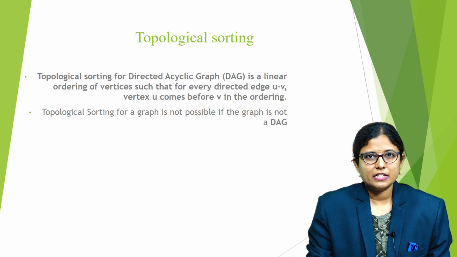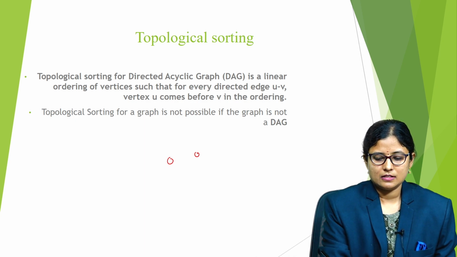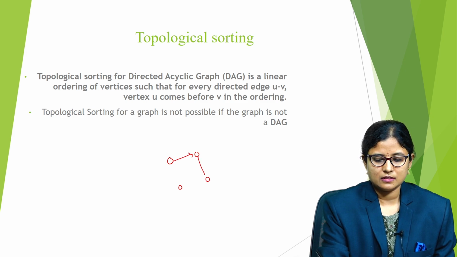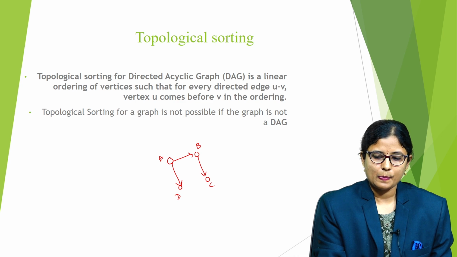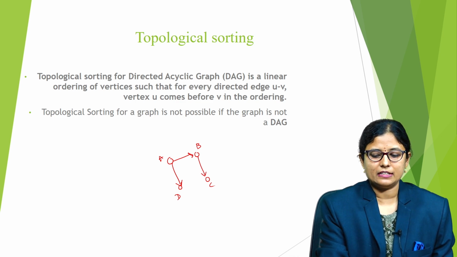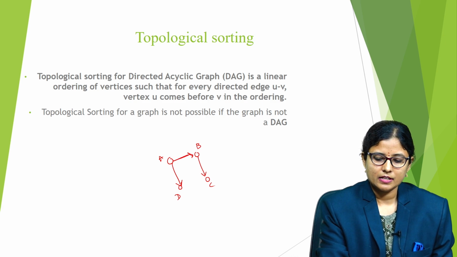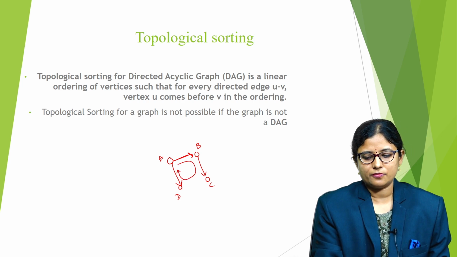So, what is a directed acyclic graph? For example, if you consider a graph like this, here these are the vertices A, B, C, D. These are the vertices, and it is a directed graph. This graph is an acyclic graph since there is no cycle in this graph.